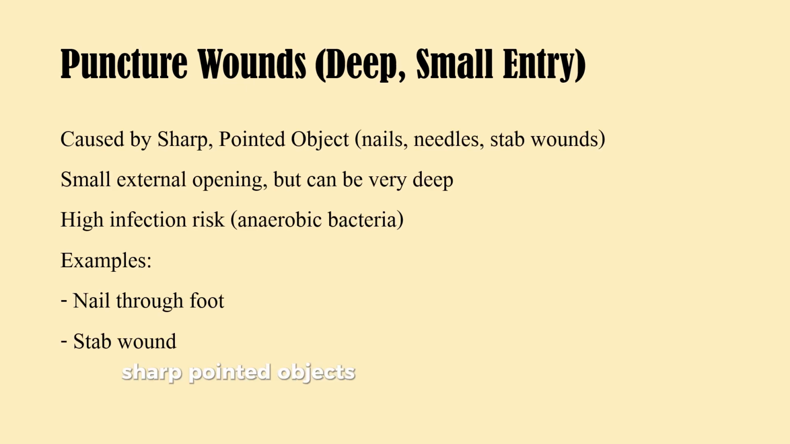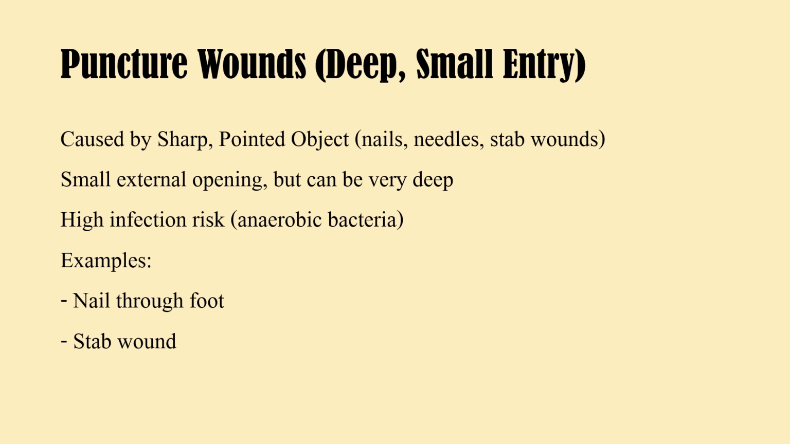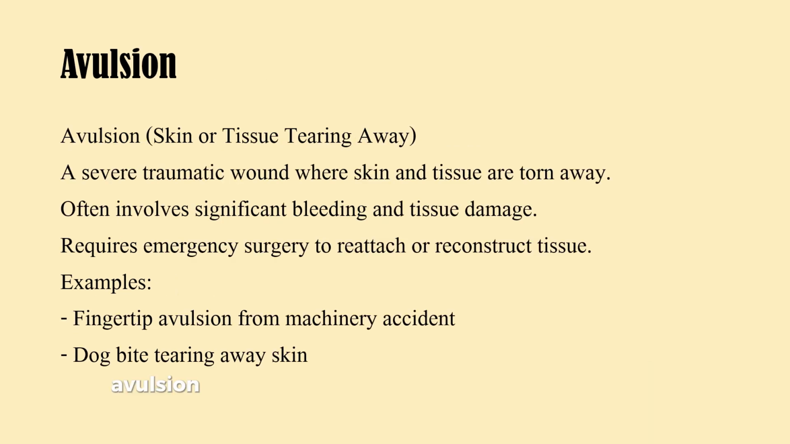Sharp, pointed objects, like nails or needles, can cause puncture wounds. Although they often appear small on the surface, they can be very deep, creating an environment for anaerobic bacteria. Avulsion wounds involve skin or tissue being torn away, leading to significant bleeding and tissue damage, often requiring emergency surgery to reattach or reconstruct the torn tissue.